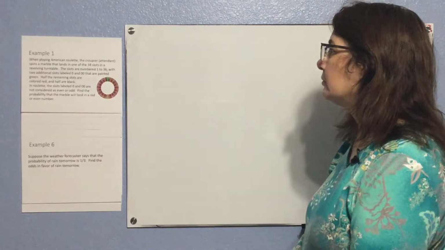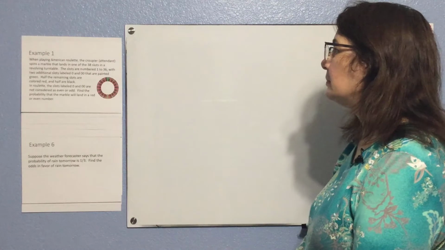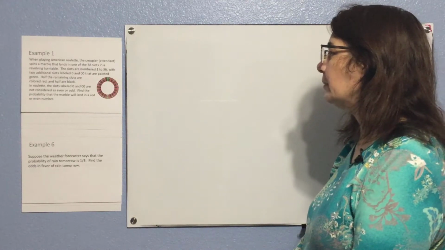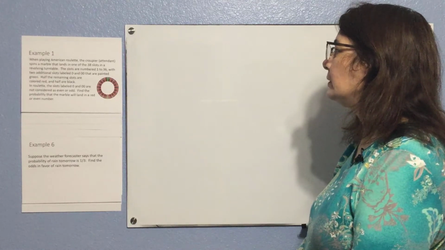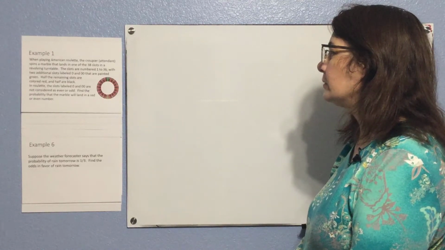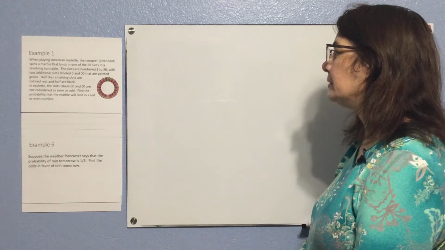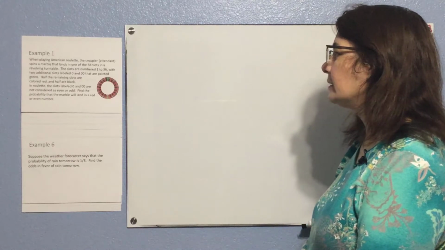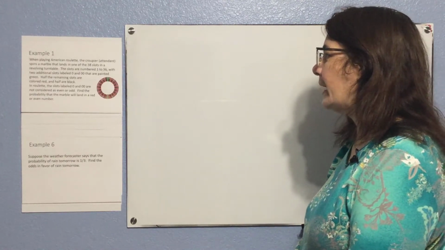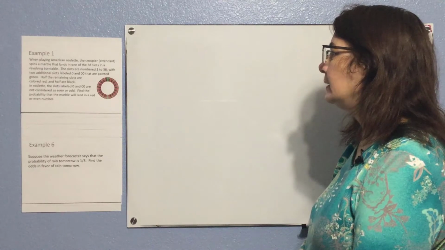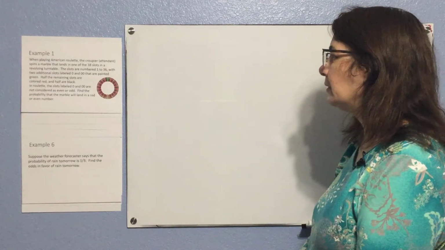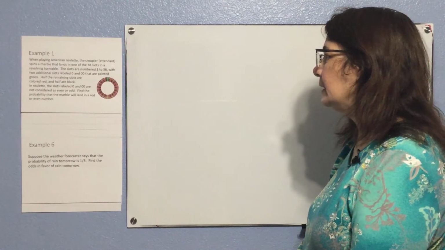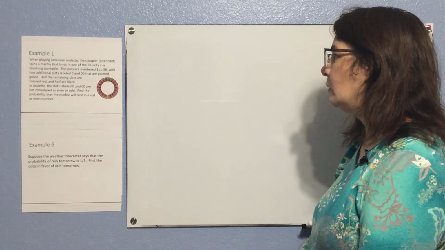When playing American roulette, the attendant spins a marble that lands in one of the 38 slots in a revolving turntable. The slots are numbered 1 to 36, with 2 additional slots labeled 0 and 00 that are painted green. Half the remaining slots are colored red, and half are black. In roulette, the slots labeled 0 and 00 are not considered as even or odd. Find the probability that the marble will land in a red or even number.